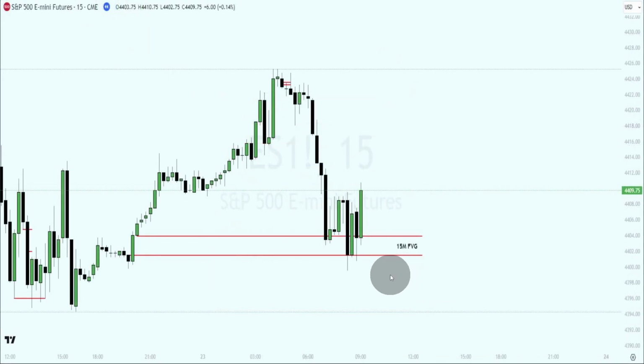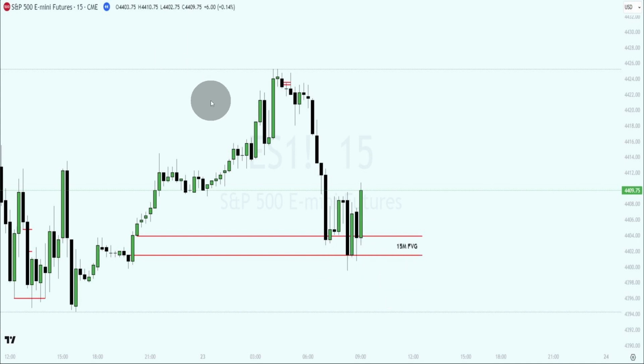Another way to find valid fair value gap setups is through price delivery. Where are we delivering from, right? This is a 15-minute fair value gap. And as you can see, we never closed below it. So this is a clear indication that this fair value gap is getting respected.